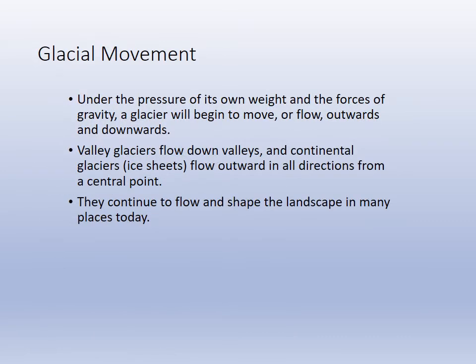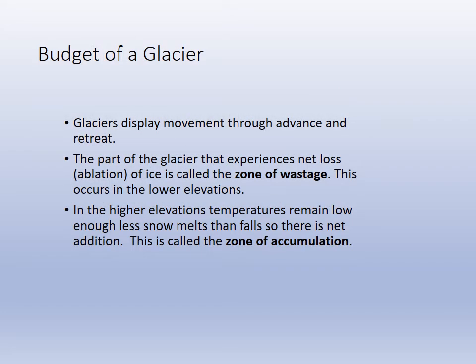Like we said, glaciers have to be moving. They flow down valleys and they shape the landscape. We call the growth or unfortunate loss of glaciers the glacial budget. The zone of wastage is where glaciers are retreating. The zone of accumulation is where they grow.